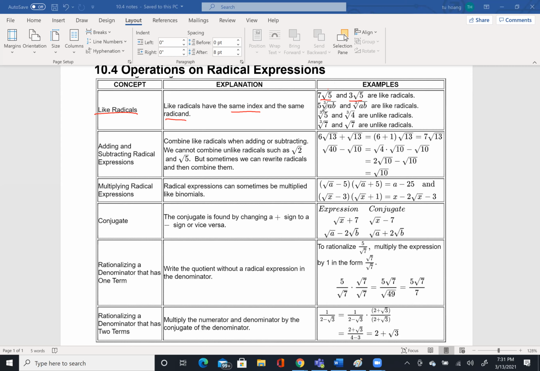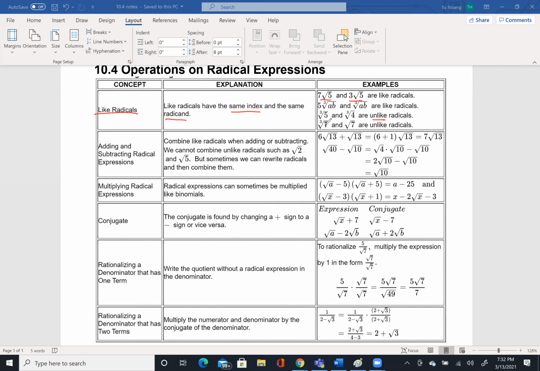And next one, I have 5 cube root of AB and 1 cube root AB, which are also like radicals. Also, I have cube root of 5 and cube root of 4. In this one, they are unlike radicals, because they have different radicands, even though they have the same index, which is 3.